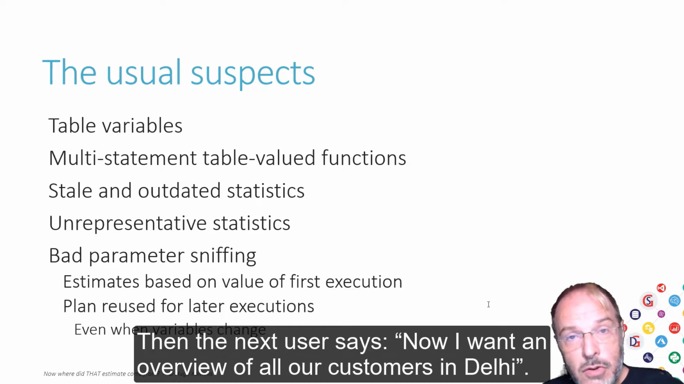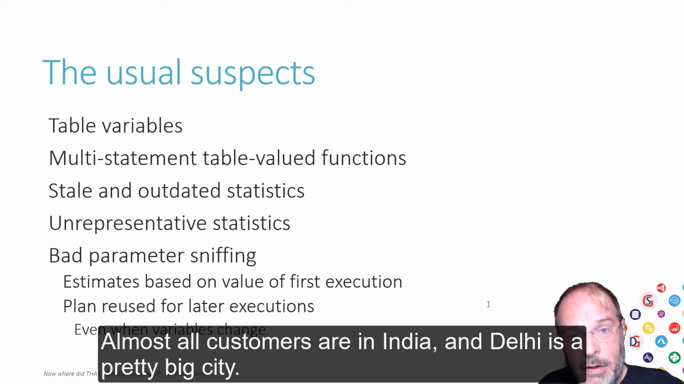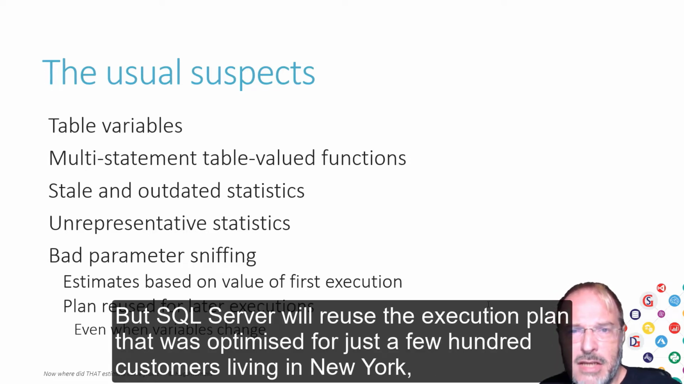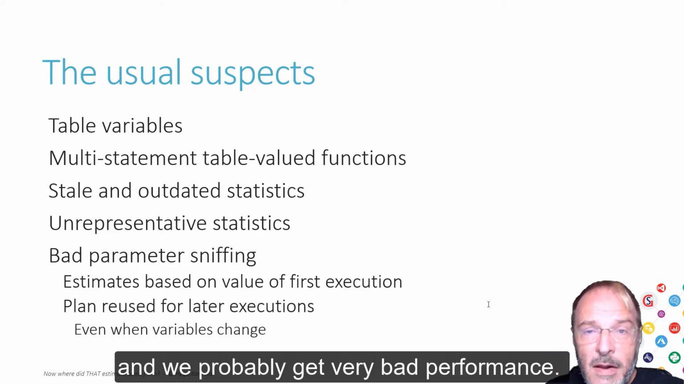Then the next user says, now I want an overview of all our customers in Delhi. Well, there's a lot more customers in Delhi because India is our target country. Almost all our customers are in India and Delhi is a pretty big city. So we have a lot of customers there, but SQL Server will reuse the execution plan that was optimized for just a few hundred customers living in New York, and we probably get very bad performance.